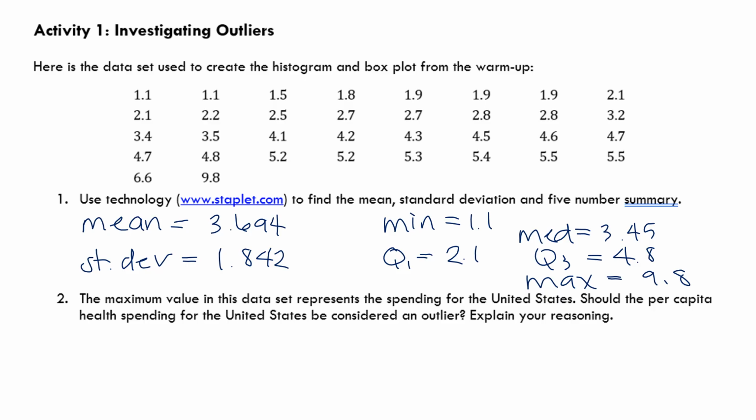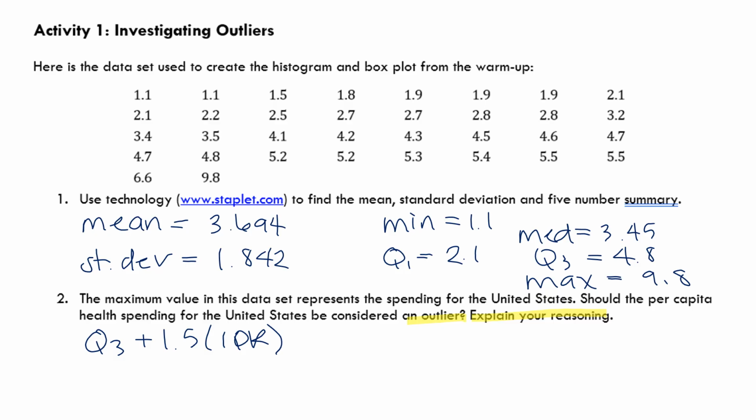The maximum value in the data set represents the spending for the United States. Should the per capita health spending for the United States be considered an outlier? Explain your reasoning. So whenever you're trying to determine if something is an outlier and it asks you to explain your reasoning, it's asking you to use that formula from the entry task or use algebra to show if there is or isn't. So we're going to use that formula, Q3 plus 1.5 times the IQR, to determine whether or not there is an outlier.